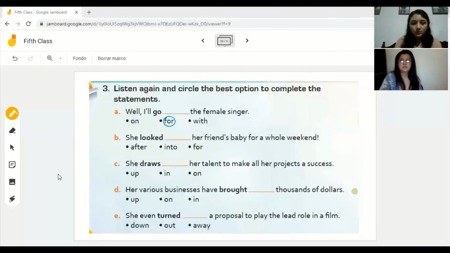Wow, I didn't know that. Yes, she even turned down a proposal to play the lead role in a film so she could continue running her businesses. That sounds very interesting, Angie. Tell us about her last album.